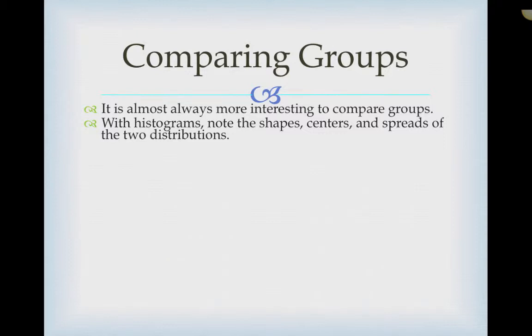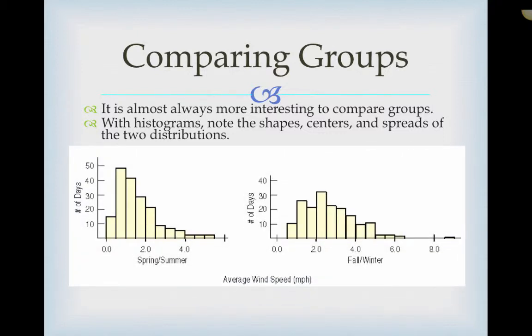That is extremely important. Here we're still using our average wind speed, but now we've broken it up into two different groups of seasons: the spring-summer seasons and the fall-winter seasons. Before you actually start comparing the distributions, make a note of the distributions of each group separately. In spring-summer, we can see that it's unimodal, skewed to the right. The center is somewhere around 1.5, and it ranges from 0 to about 3.5. In the fall-winter, again, we have the same shape.